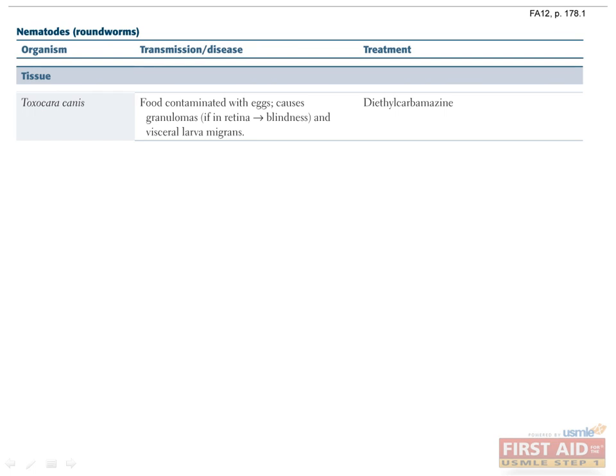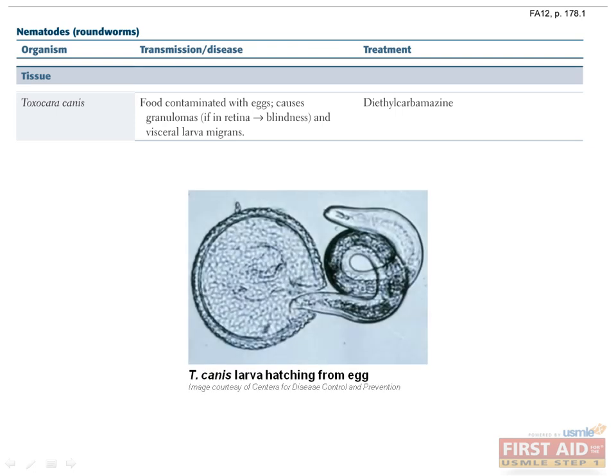Toxocara canis is similar to Ascaris lumbricoides, but it can only complete its life cycle in dogs. Therefore, transmission is via ingestion of eggs in soil contaminated with dog feces. The eggs hatch and larvae penetrate the intestinal wall, just as in Ascaris lumbricoides. Larvae can penetrate the intestinal wall, enter the blood, and migrate to many different organs, causing disease known as visceral larva migrans. Involvement of the eye can lead to blindness.